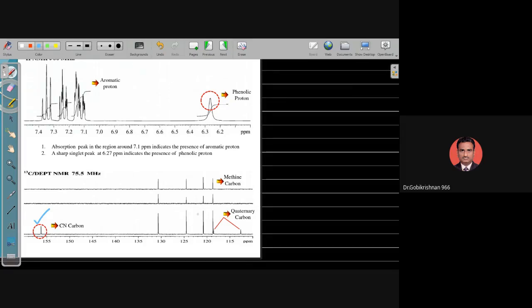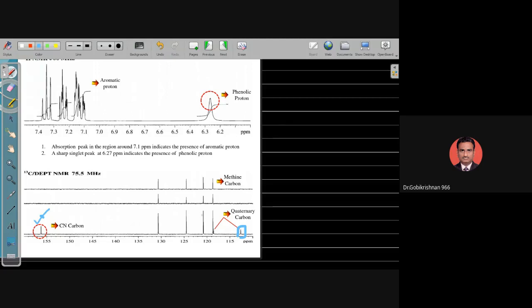Next, the smallest peaks. Here there are 2 smallest peaks. This peak is different. This peak is in a highly deshielded region, because of the C triple bond N alone. Therefore, this carbon is different. Apart from this, we have two small carbon peaks, which indicate quaternary carbons. Quaternary carbon means no hydrogen is attached to that carbon. All of you can understand. Therefore, two quaternary carbon atoms are there.